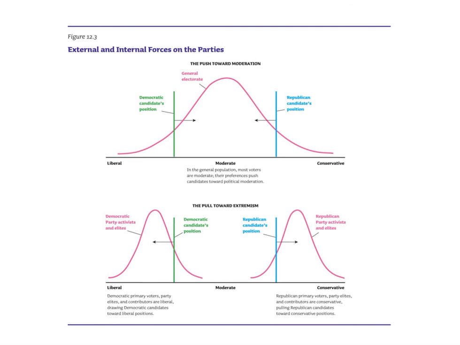And then the Republicans are moving to the right, or excuse me, let me say that again. The Democrats are moving to the right, in order to capture as much as they can of moderates and liberals to create a coalition. And the Republican candidate is trying to move toward the left to capture as much of moderates and conservatives to create a coalition.